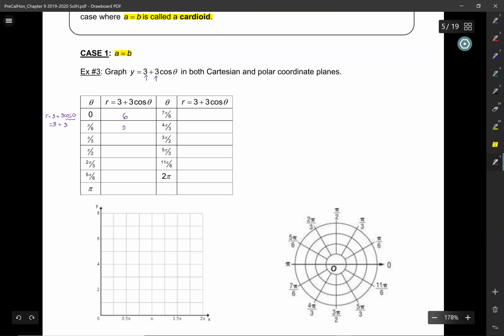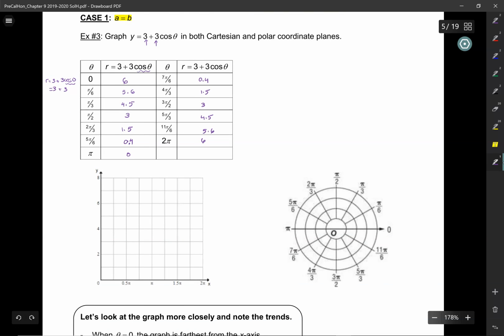Okay, so let's plug in pi over 6 in the calculator. 3 plus 3 cosine pi over 6, we get 5.6. Pi over 3 gives us 4.5. Pi over 2 is when cosine of theta is 0, so we just get 3. 2 pi over 3 is 1.5, 5 pi over 6 is 0.4. And then what about 3 plus 3 cosine of pi? Well, cosine of pi is negative 1, so all that gives you 0. And then we get 0.4, 1.5, 3, 4.5, 5.6, and 6. Now, I just did that for completeness.